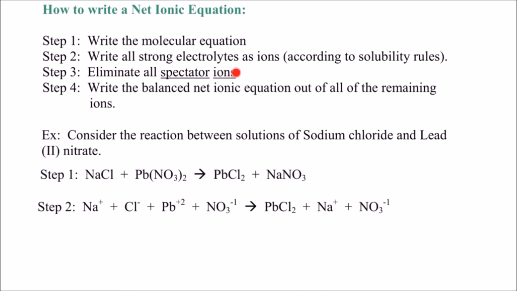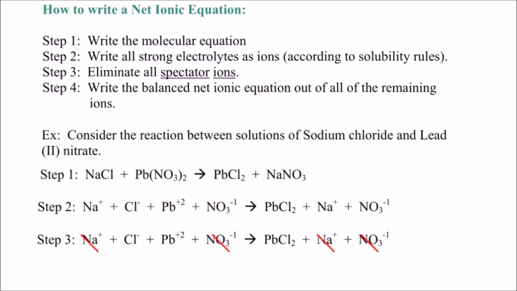Then we're going to eliminate the spectator ions. Spectator ions are ions that appear on both sides of the reaction arrow. So here we have sodium and here we have sodium. We would cancel those out. Here we have nitrate and here we have nitrate. We would cancel those out. Alright, that means that we have the lead ions and the chloride ions left on this side and then the lead 2 chloride over here.